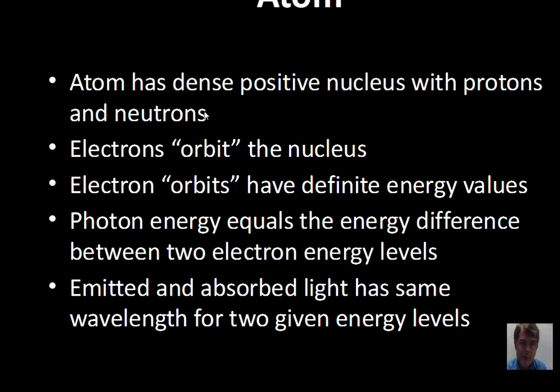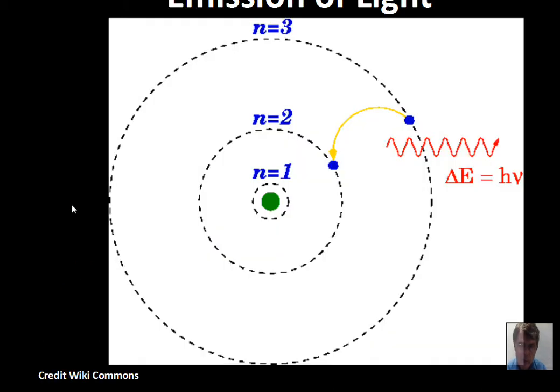So we have this atom, a dense positive nucleus with protons and neutrons in the nucleus. In the Bohr model, the electrons orbit the nucleus, and these electron orbits have definite energy values. The photon energy is equal to the energy difference between the two energy levels. And I've been talking about emission. I'm going to come back here. Let's talk about light being absorbed.